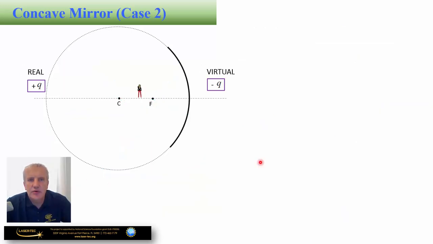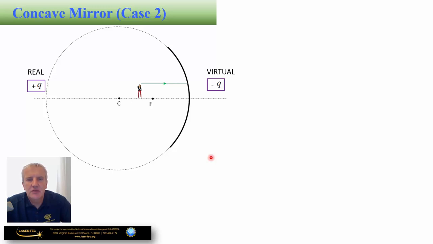Let's now look at case number 2. We are still looking at the same type of concave mirror with the same focal length, but right now the difference is that the original or the object is positioned between the center of the curvature and the focal point. So still on the left side relative to the mirror, we have a real portion of the environment, and then behind the mirror is the virtual environment. And we also have the same focal length as in the previous case. So again, we're going to be analyzing three distinct light ray cases.